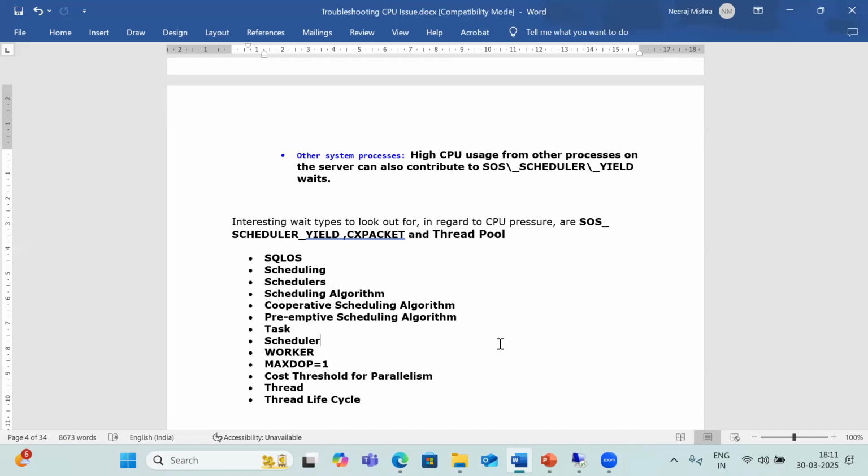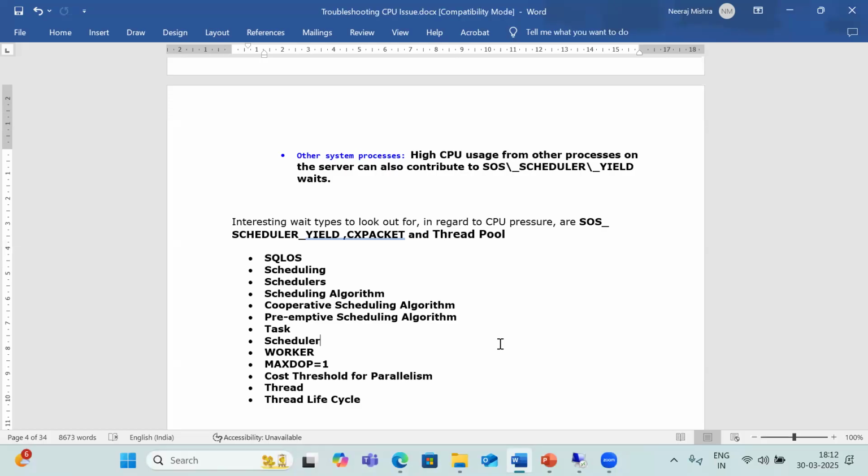Then with what phases or what states the thread has to go through until its completion, that is called the thread life cycle. Every thread executes under a worker. We will see what a worker is, and from there the term worker time comes. Then we'll see how the CPU time is allocated by the scheduler using the cooperative scheduling algorithm, also known as the non-preemptive scheduling algorithm.